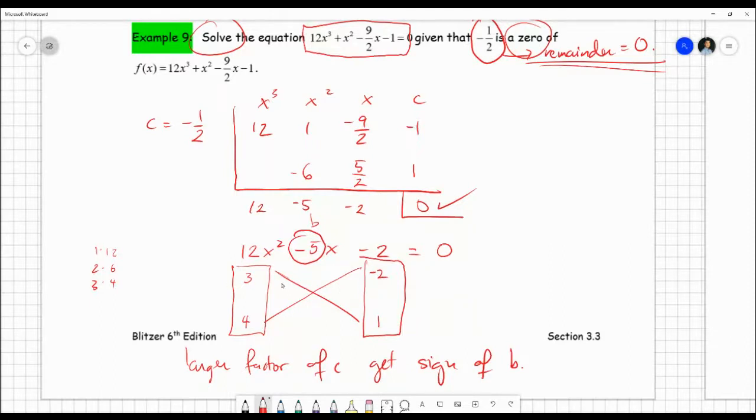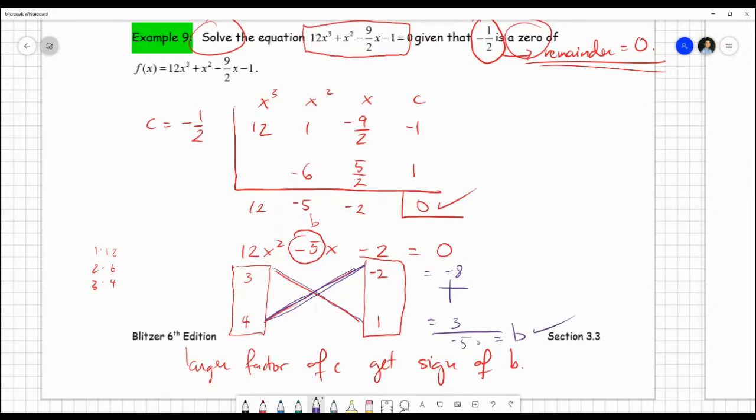So in order to check to see if this is the correct factor, let's multiply across this line here. All right, so I have 4 times negative 2, that equals negative 8. 3 times 1, that equals 3. And I'm going to add these together, and if this equals b, then it is correct. So negative 8 plus 3 is -5. So that is the correct factor.